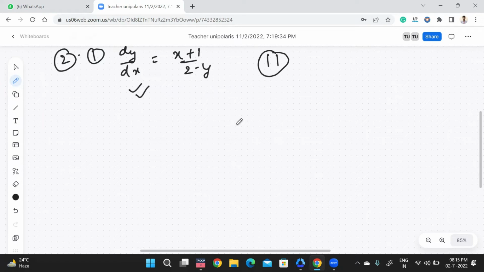So next is e raised to the power y minus x, dy over dx is 1. So how can you separate the variables here? Do you have any idea?